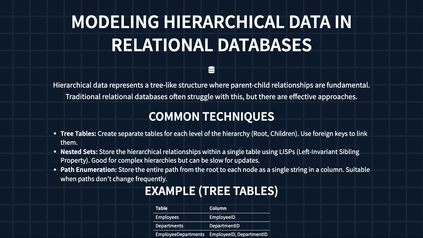Another technique involves nested sets, where you store all the relationships within a single table, but that can get a little tricky with updates. Finally, path enumeration stores the entire path from the root to each node in one column. This works best if those paths don't change much over time. Think about which method makes sense based on your specific data and how it will be used.